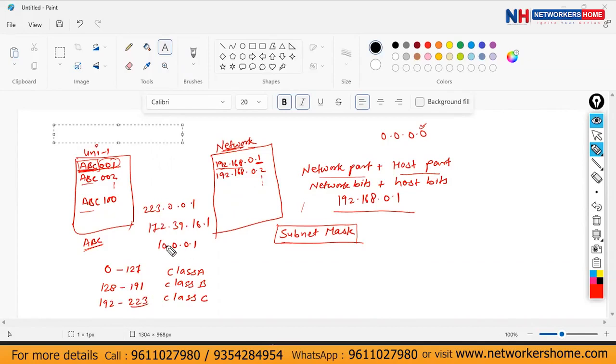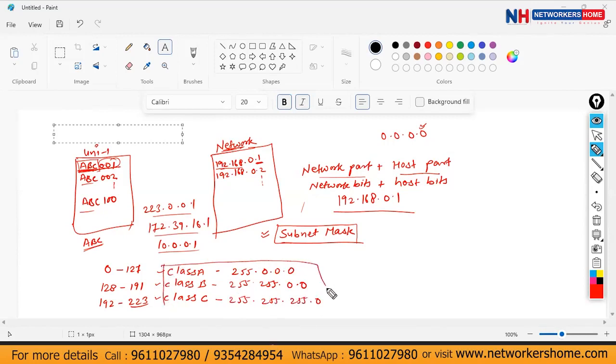Okay, so you know about the classes now, but in each and every IP address, we say there is a network part and a host part. To define that network part and host part, we have the subnet mask. For class A, class B, and class C, a default subnet mask has been defined. For class A, the default subnet mask is 255.0.0.0. For class B, it is 255.255.0.0. For class C, it is 255.255.255.0. So this is the value of the default subnet mask for your classes.